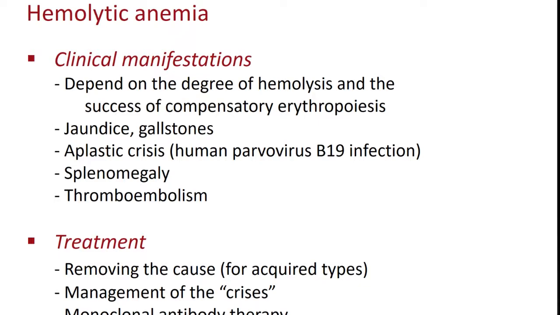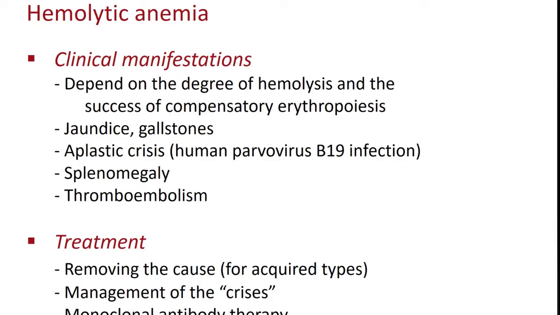Thromboembolism. Parts of these destroyed red blood cells can result in embolic manifestations. And the treatment of hemolytic anemias in general: try to deal with the cause, especially if the cause were in the acquired types. Try to remove the cause and manage the crises. And we can give monoclonal antibody therapy as well.